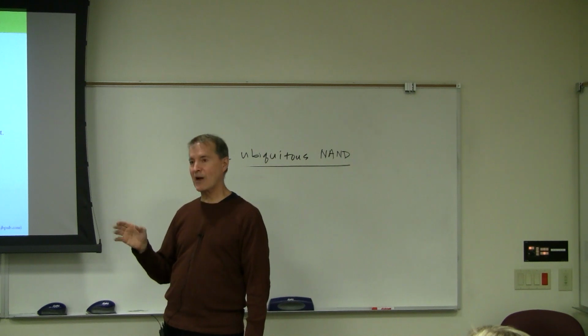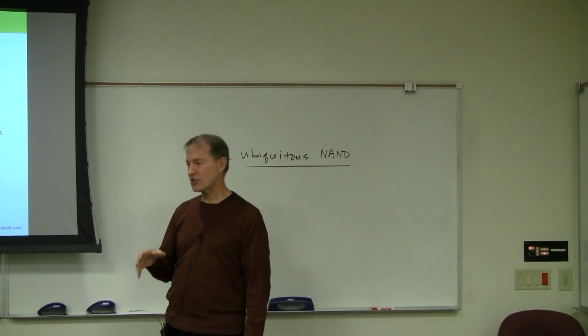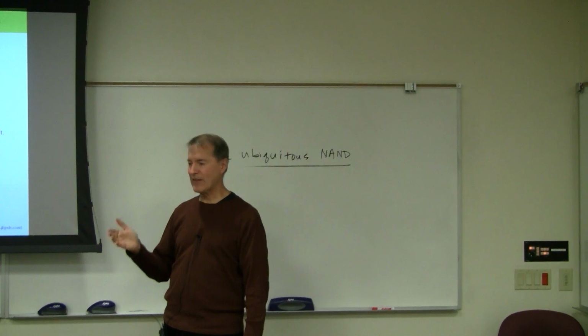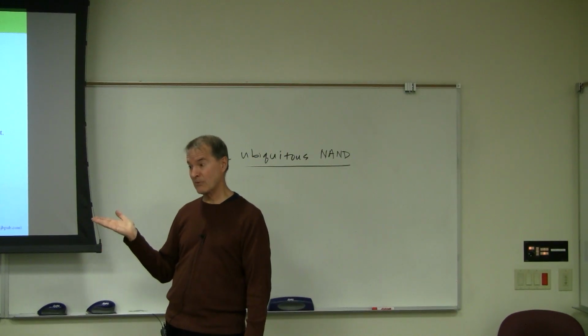Oh, and by the way, by duality, guess what else is true? Everything can be done with just the what? NOR. Just with the NOR. So you could take either one, and then define everything else in terms of just NOR. Because you can also make an inverter with a NOR.